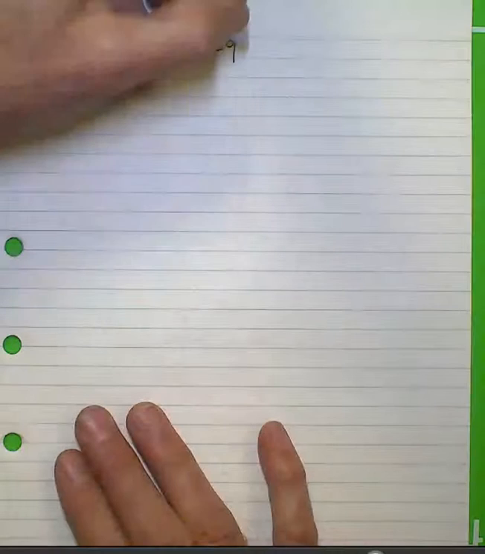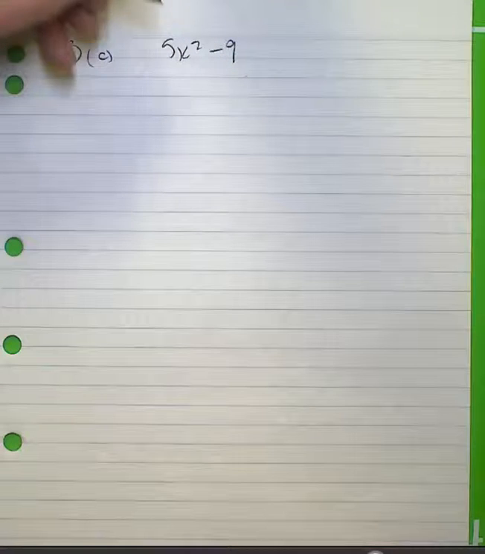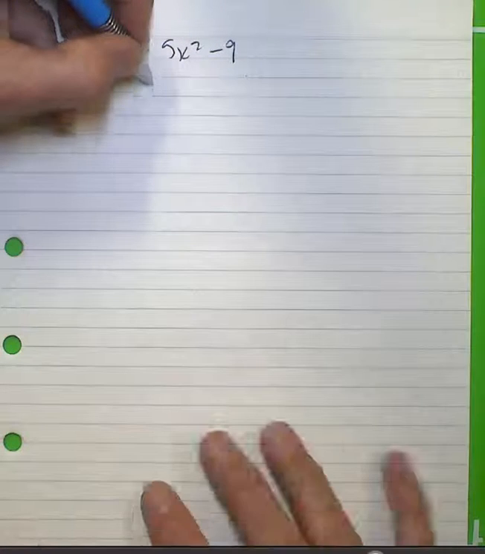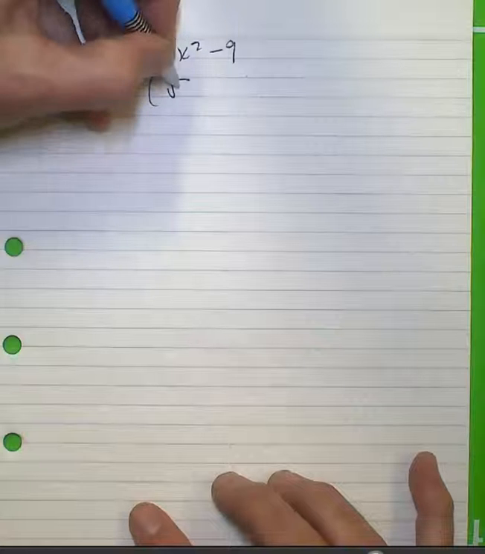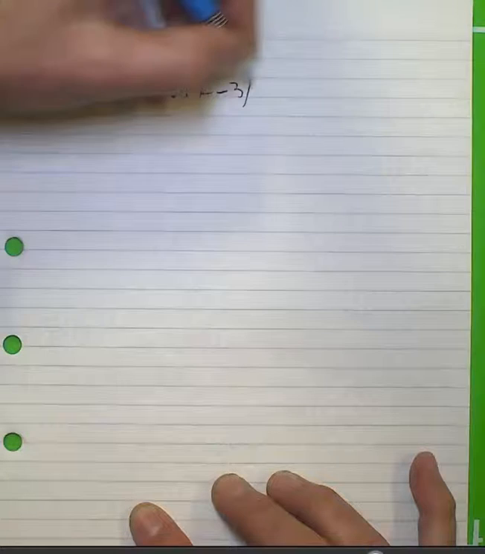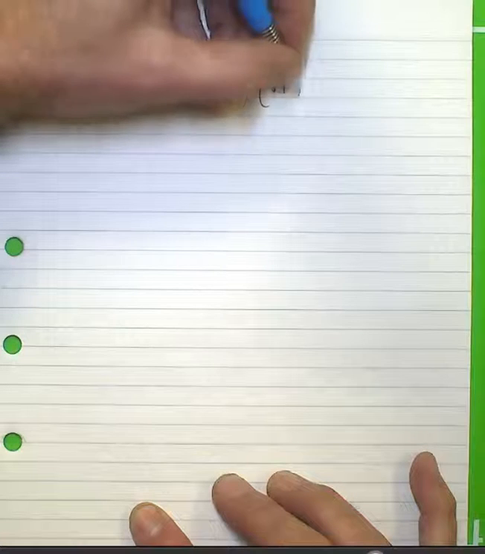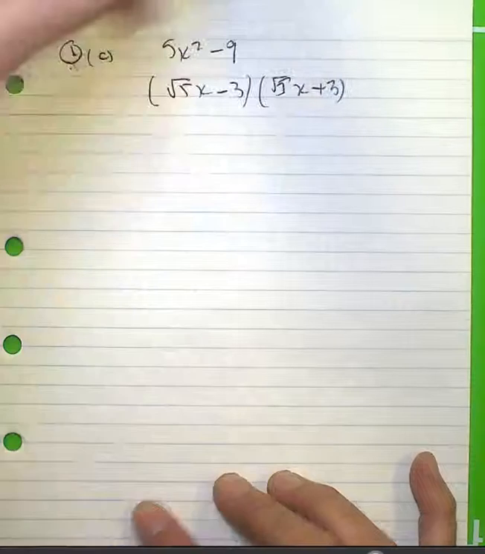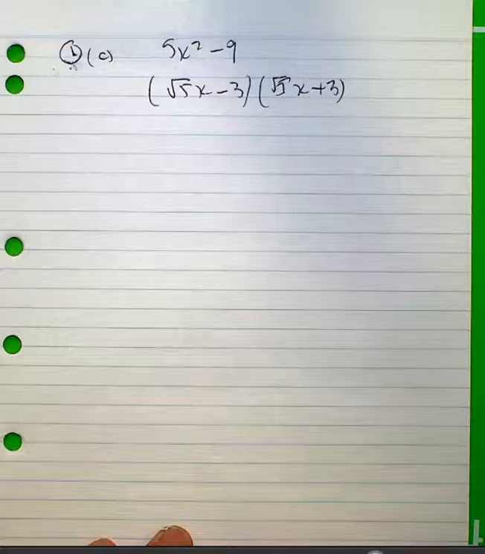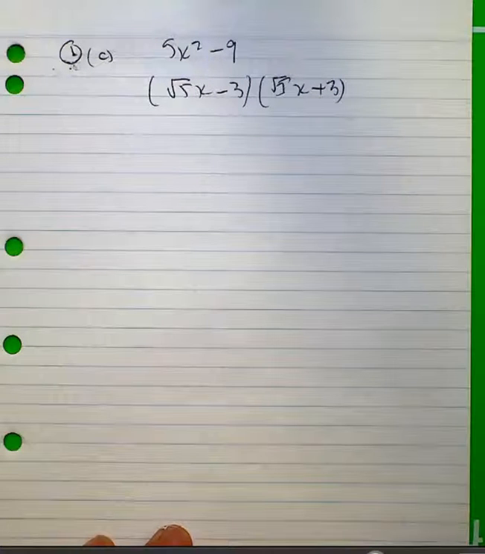And out of the blue, we've got this question. Now, this is of a perfect square formation, but it's (root 5 x minus 3) lots of (root 5 x plus 3) as my answer. So difference of two squares cases.